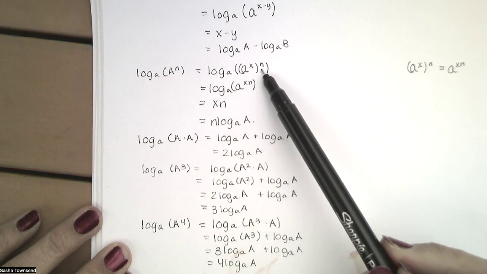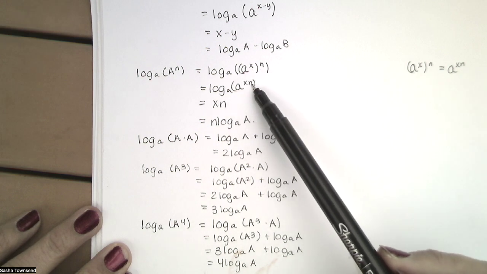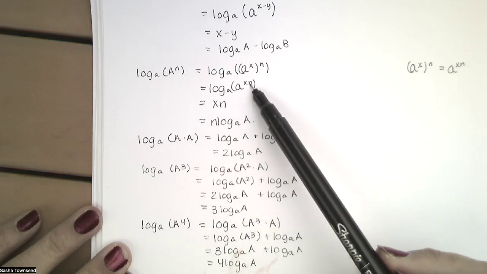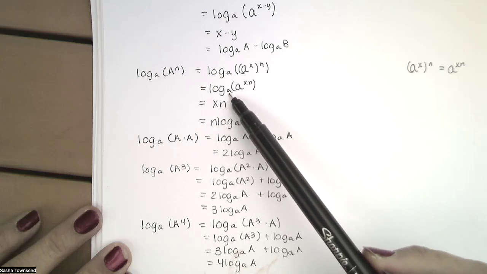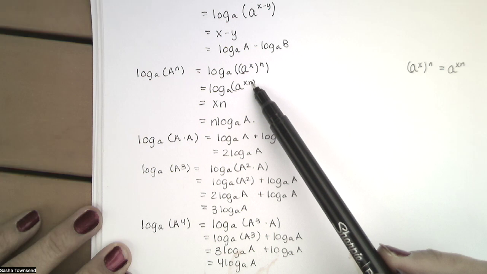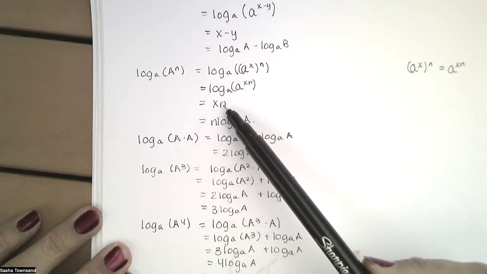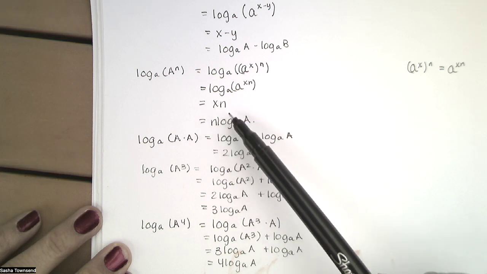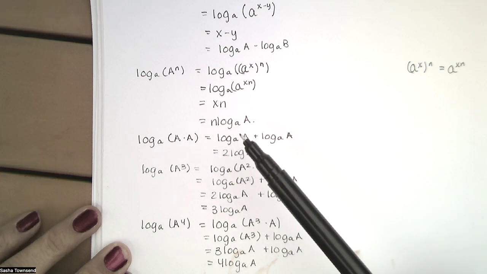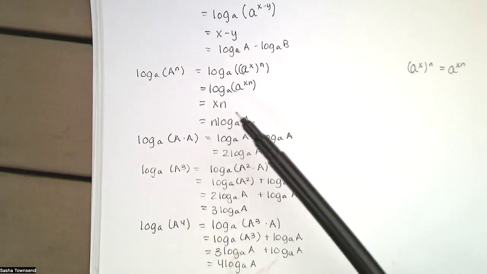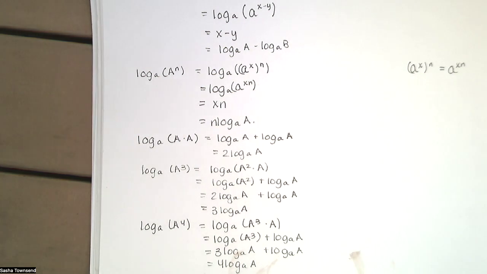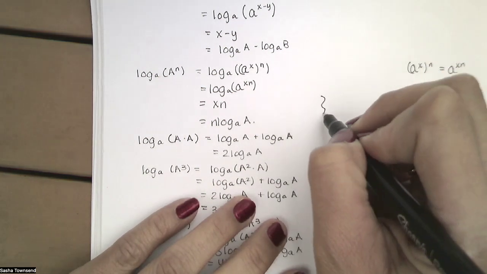A to the x raised to the n is a to the x times n. Log base a of a to the x is asking us a question. A to what power is a to the x times n? Well, it's the x times n power, of course. And then n we just bring down, and x was log base a of a by definition. So that's another way we can prove it. So let's just practice that a little bit.